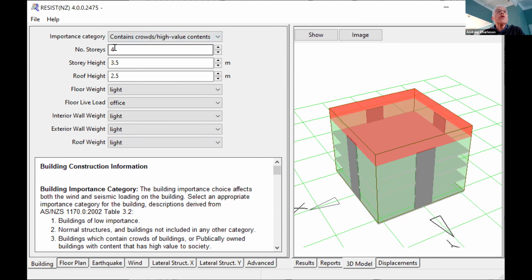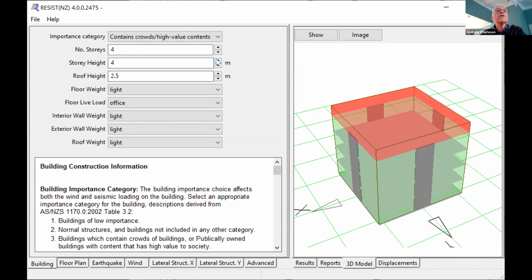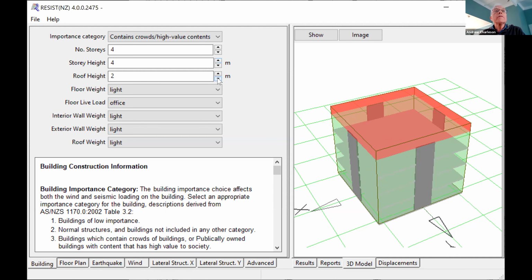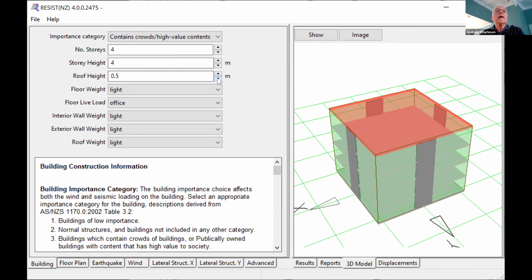Okay, how many stories has it got? 4. The story height? I don't know exactly, but I'm going to assume it's 4 meters story height. The roof height is very little, say 0.5 meter. Now we put in the weight of the floors, floor weight.